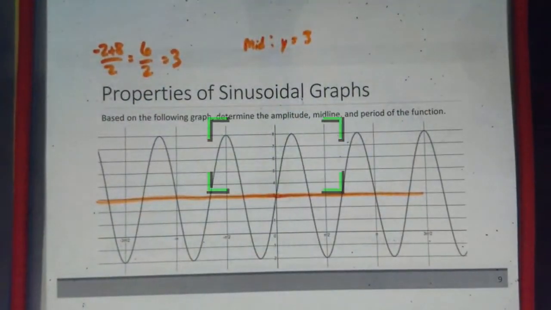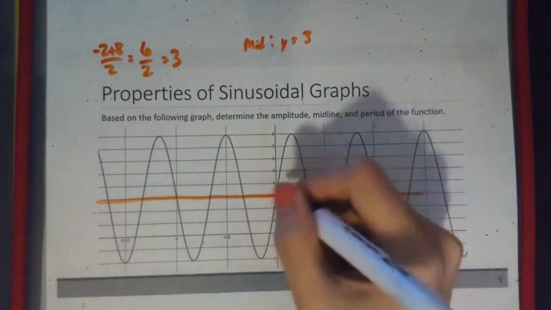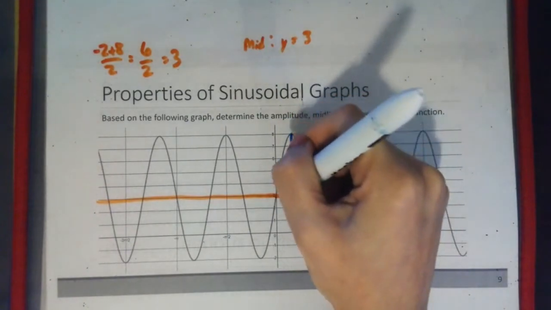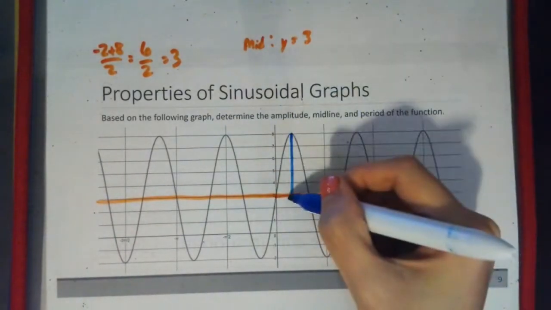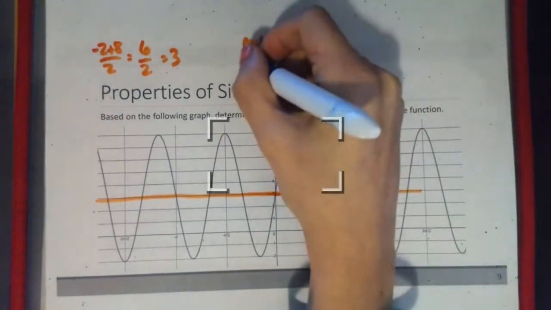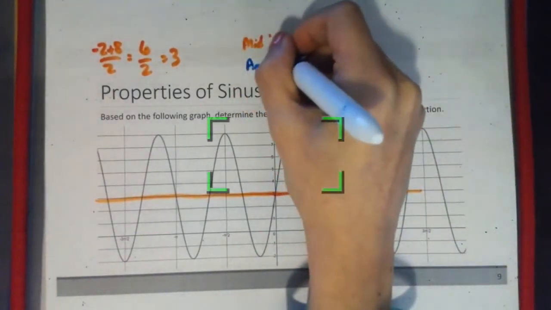Now it shouldn't be too hard to find the amplitude, because the amplitude is the distance from the midline to the highest point. So that's going to be that height there. That's the distance from 3 to 8, and that's a height of 5. So my amplitude is 5.